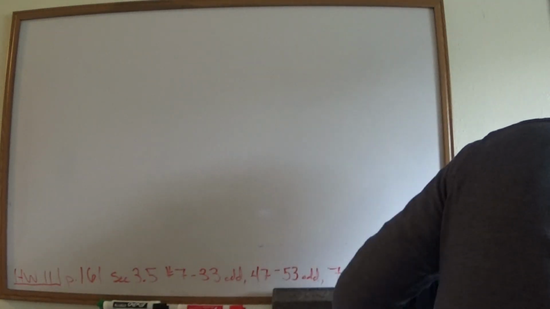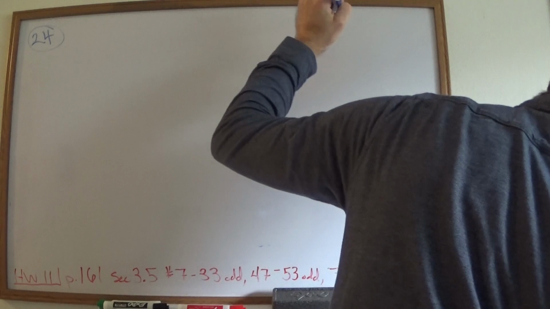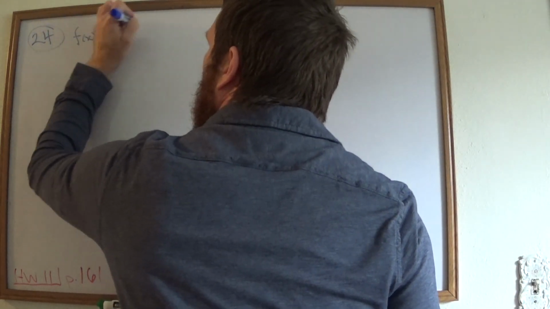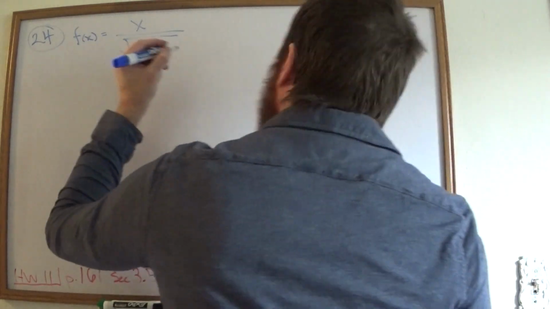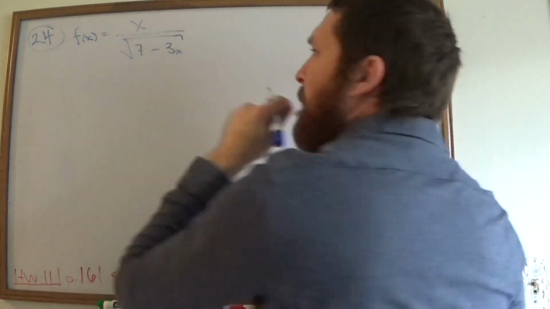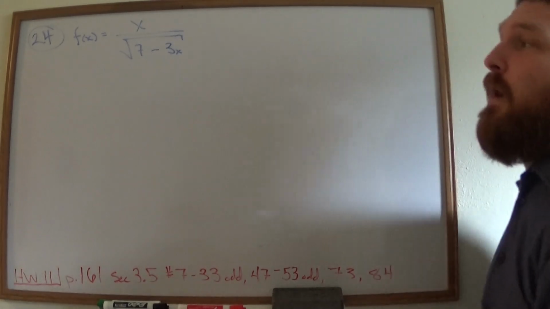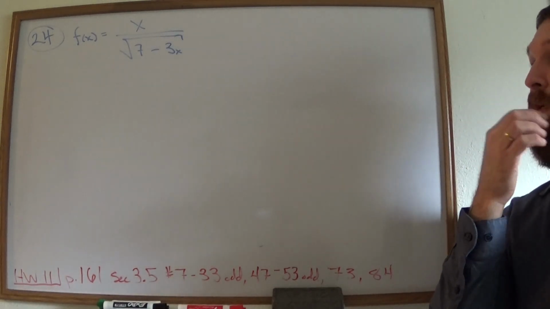Okay, this is number 24. It's f of x equals x over the square root of 7 minus 3x. Now, there's a couple different ways we could deal with this, because I want f prime. You could use the quotient rule.